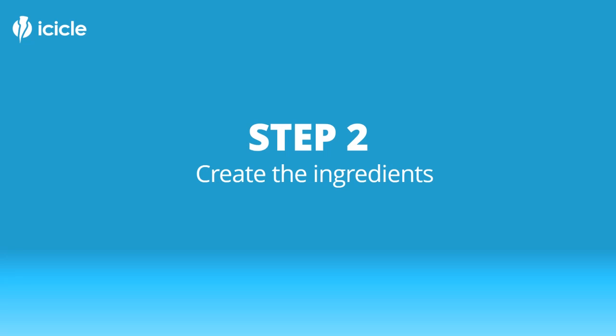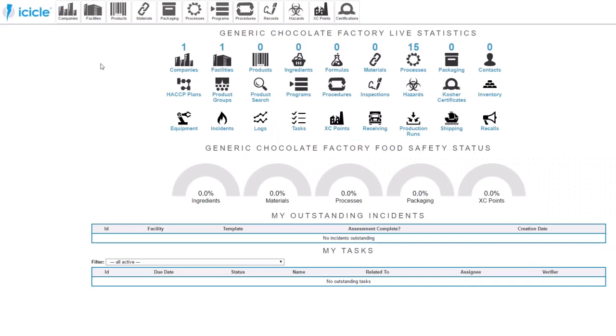So what we're going to do here is create the ingredients, and we're going to jump right back into Icicle to see how that's done. So back here at the home page again, we can see that we actually have 15 processes created now in the previous step, but we're going to move on to ingredients. So let's click on the ingredient icon to go to the ingredient list.